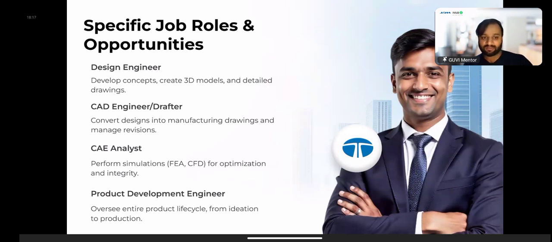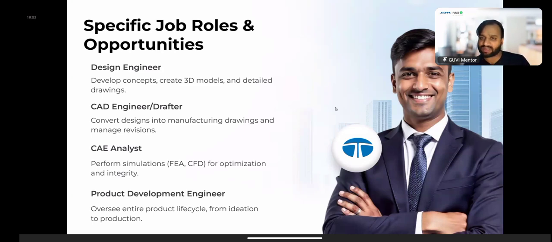CAE analyst is, as I told you, FEA and CFD, which do the analysis part only. You will get the design, and you need to load that design into the software. Abaqus is actually an analysis software only, just like ANSYS. Generative design is basically when you have created your model, you load it into that workspace, and it helps you optimize your design. It will tell you that you can reduce material here, reduce the thickness to this, and here you can give more strength.